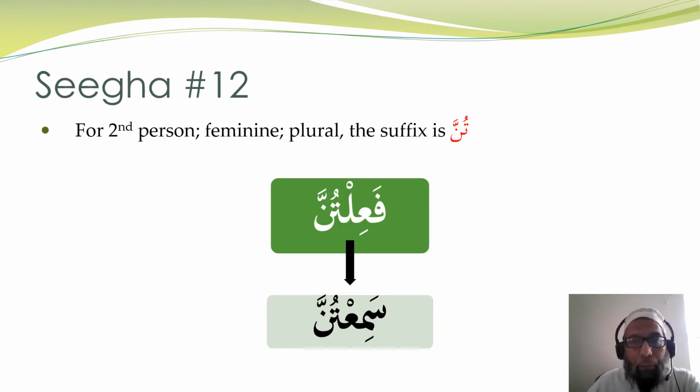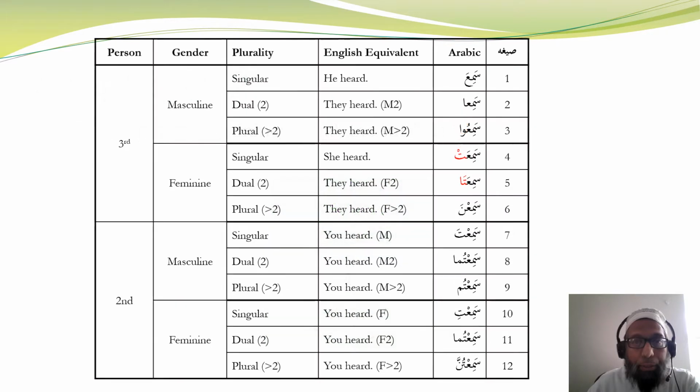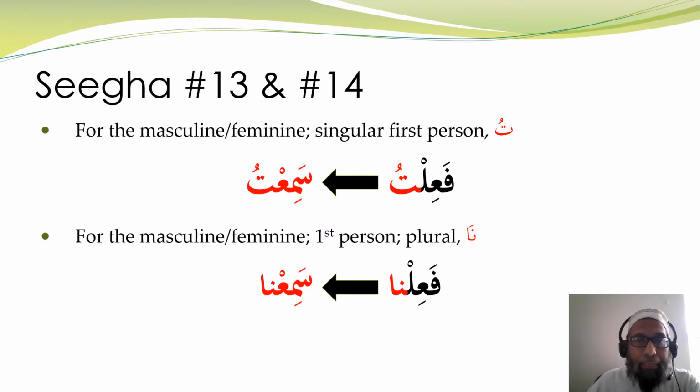سمعتن, on the pattern of فعلتن. Over here, you're going to add tunna at the end for the feminine plural section. Again, memorizing: سمع سمع سمعوا سمعت سمعت سمعنا سمعت سمعتما سمعتم سمعتي سمعتما سمعتن. And then the last two, 13 and 14, for the first person, سمعت on the pattern of فعلت, and سمعنا on the pattern of فعلنا.